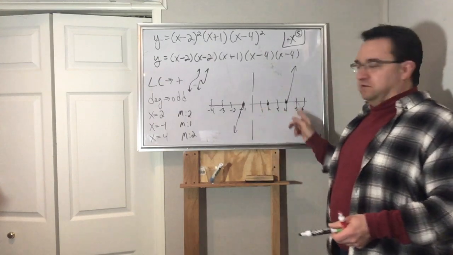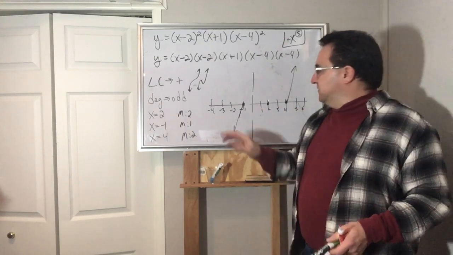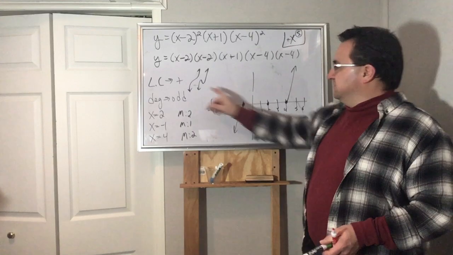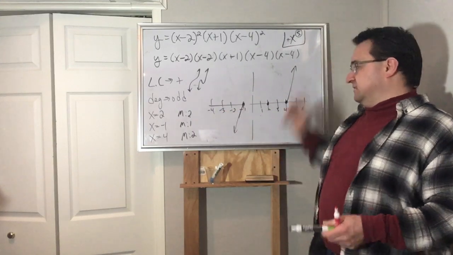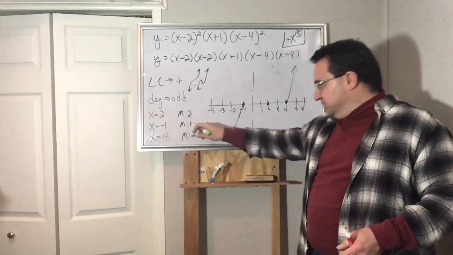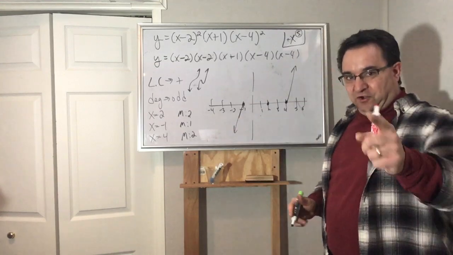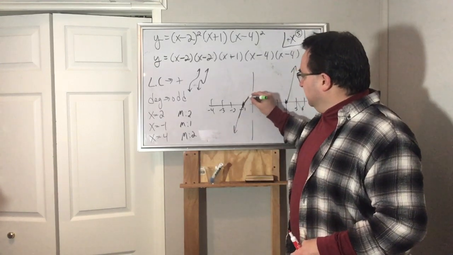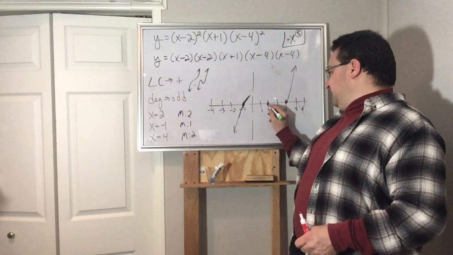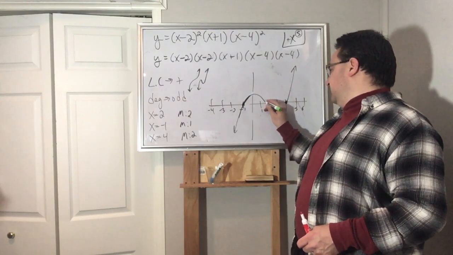So I put my zeros, I made an error, sorry. I put my zeros in place, the left end is down, the right end is up. -1 has a multiplicity of 1, so I got to go through, not bounce. So I'm going to go through. And then I got to hit that 0, so I got to curve back down and hit it.